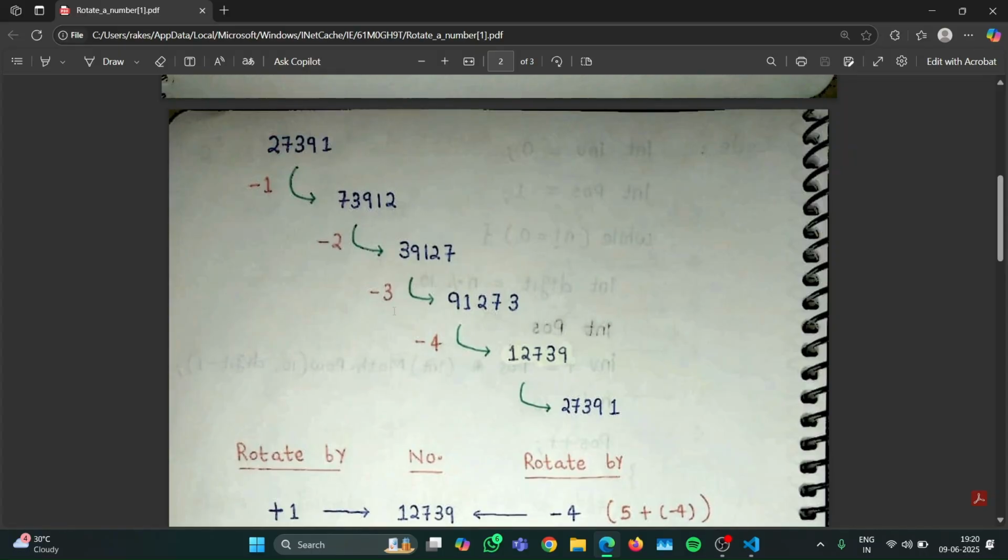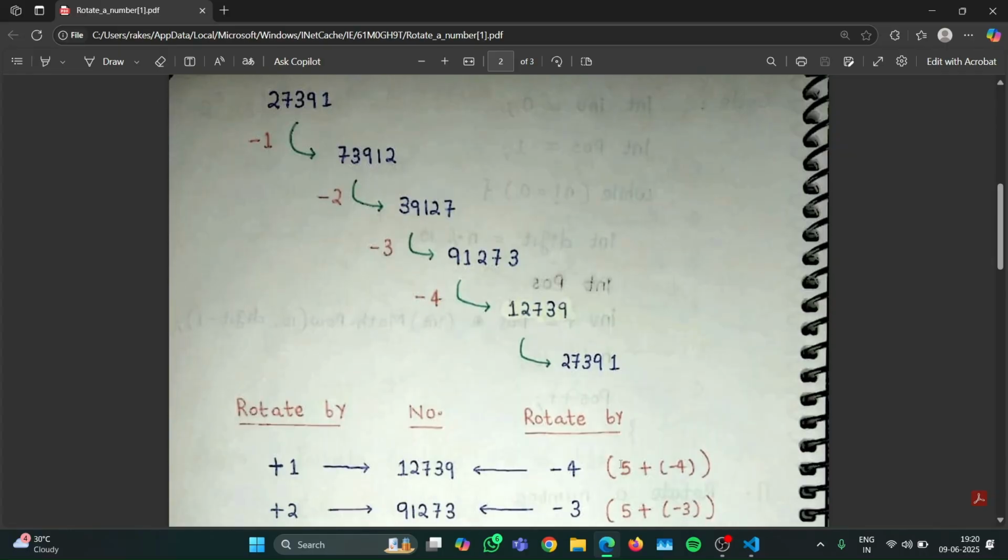So as simple as that. And also the fifth rotation is the same as the number itself, because as we know, if our rotation is the same as the number of digits, then we get the same number back. And when the number of rotations exceeds the number of digits, we have to take the modulo with the number of digits, such as the sixth rotation is the same as the first rotation, because the sixth rotation is nothing but 6 modulo 5.